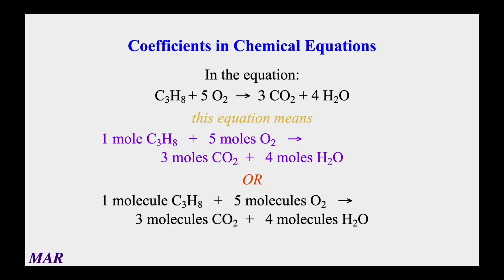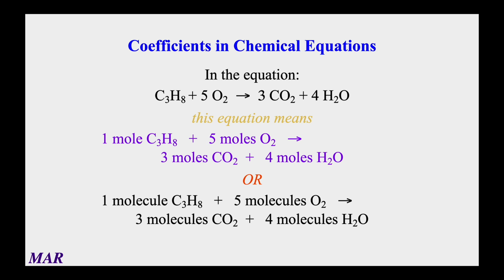But you can also think about it, of course, on the atomic level. 1 molecule C3H8 reacts with 5 molecules O2 to make 3 molecules CO2 and 4 molecules H2O. And if you remember, you can convert molecules to moles using Avogadro's number.